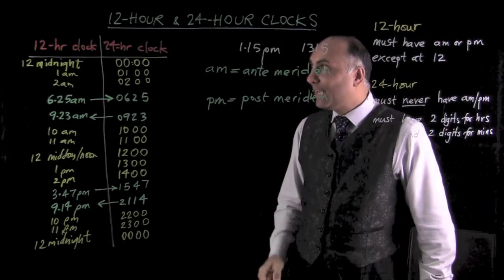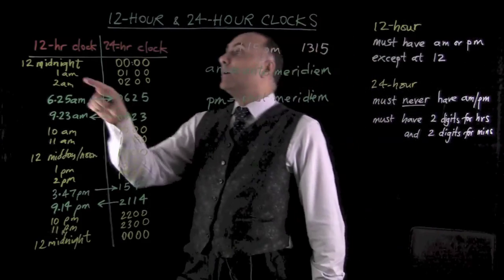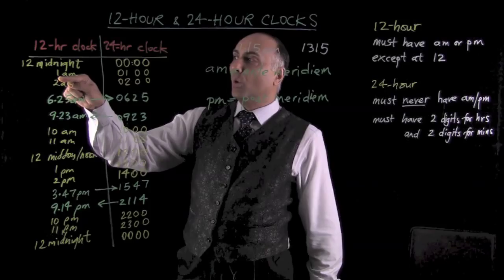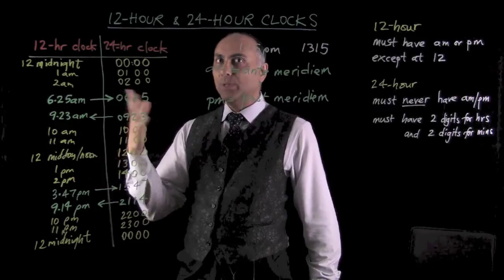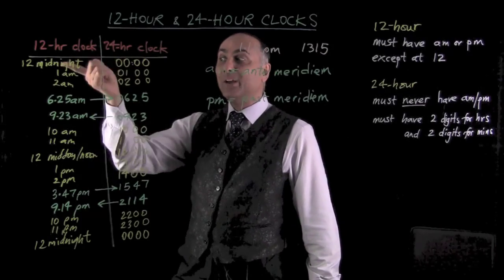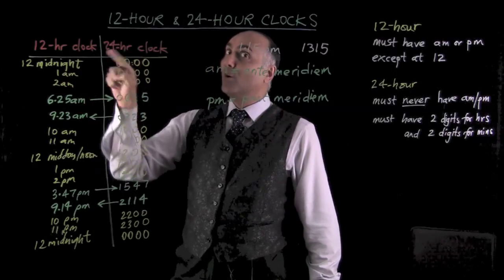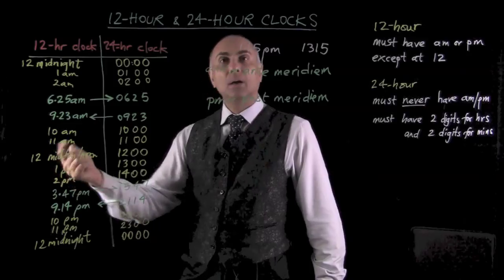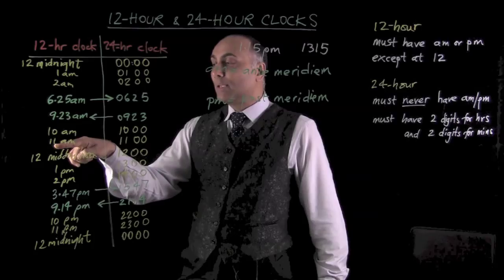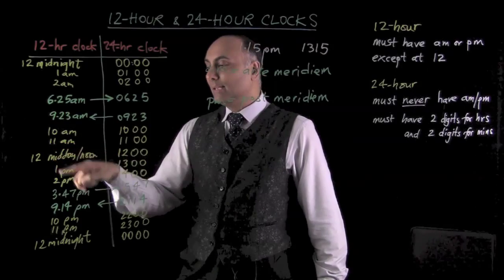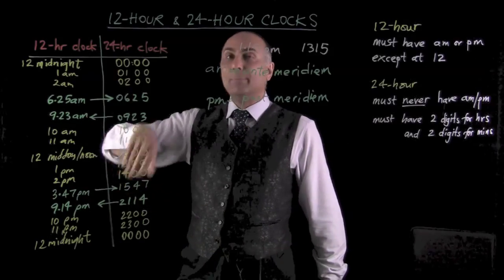So let's now apply the meaning of AM and PM to our 12-hour clock. 1 o'clock before midday, 1 o'clock after midday. So we know which one we're talking about. Is it the one before midday or the one after midday? 2 a.m., the 2 o'clock before midday. 2 p.m., the 2 o'clock after midday. All makes perfect sense. 11 a.m., 11 o'clock before midday. 11 p.m., the 11 o'clock after midday. So there's no ambiguity there.